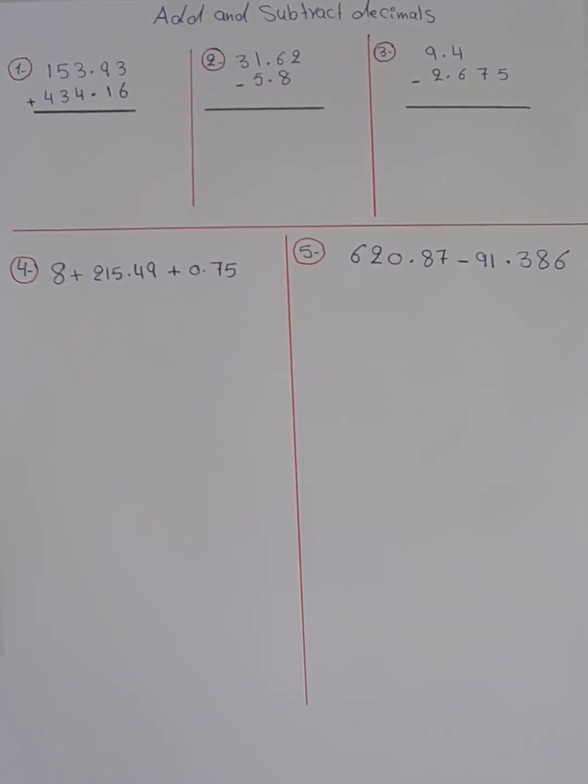Hello dear student, in this lesson I'm talking about add and subtract decimals. Example number 1, we have 153 and 93 hundredths plus 434 and 16 hundredths. In add and subtract we have to start from the right side.